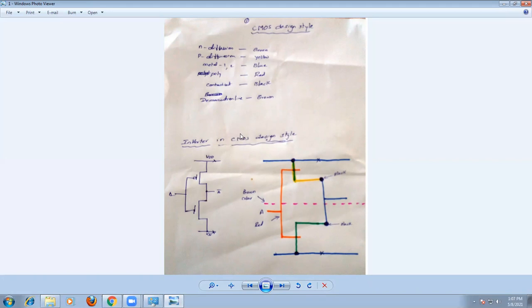Now let's go for the CMOS inverter schematic and stick diagram in the CMOS design style. How to draw the stick diagram for the inverter in the CMOS design style? You know the schematic of the CMOS inverter. Okay, this is the schematic of the CMOS inverter.